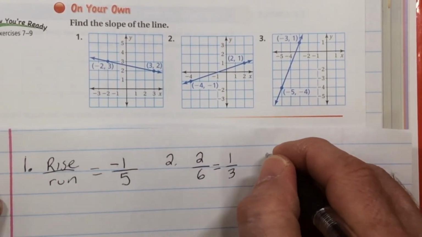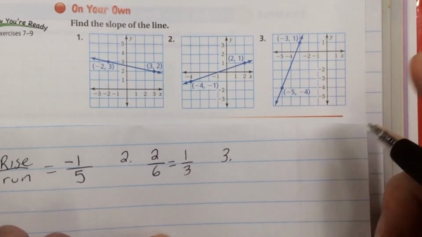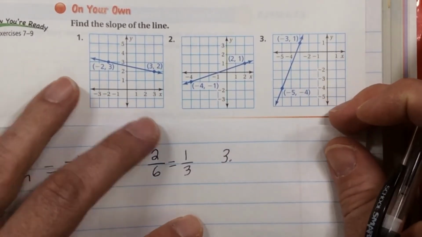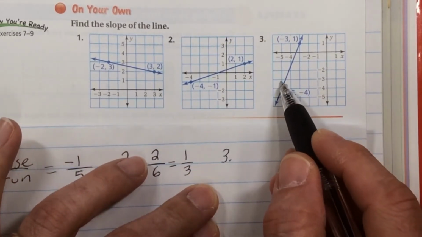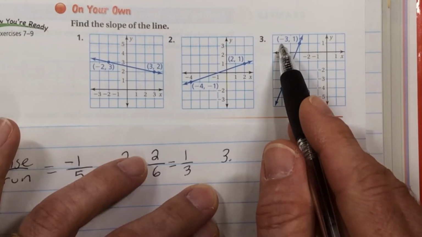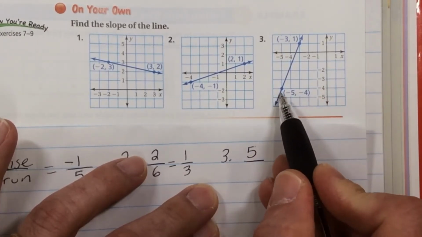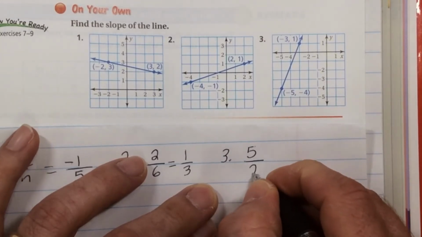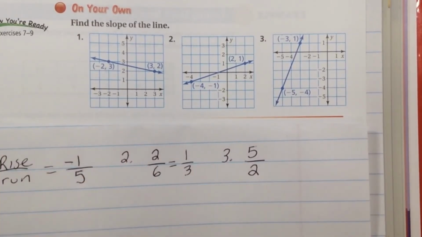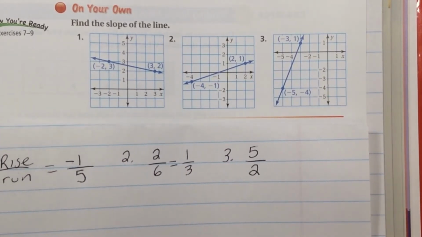And number 3, it's a positive slope because it's going up as we go from left to right. Our rise is 1, 2, 3, 4, 5. It went up 5. And it went over 1, 2. So our slope is 5 over 2. And we'll leave it in fraction form. We're not going to put it in 2.5. We'll just leave it as 5 over 2.